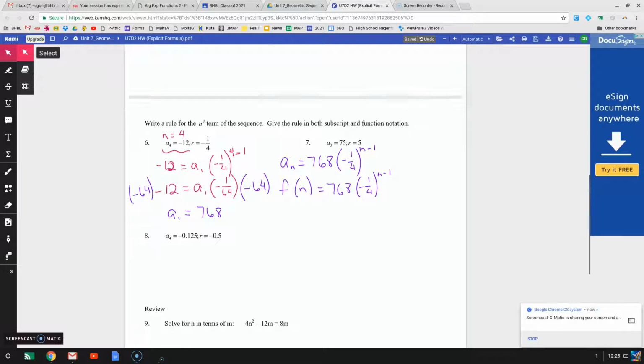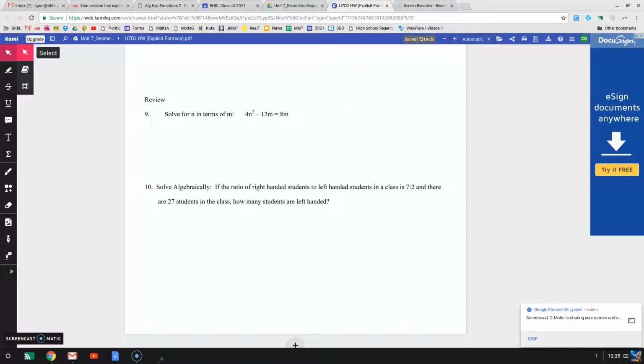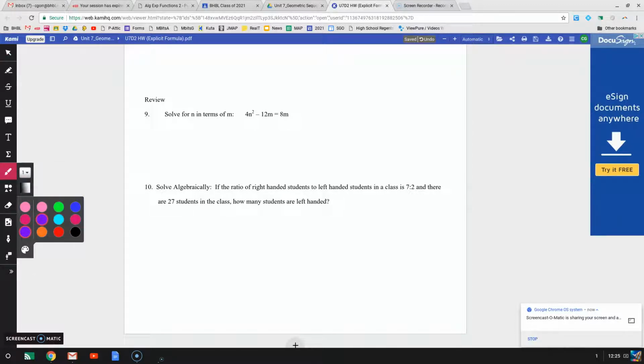Let's move down to question 10. I'm going to help you set up question 10, but will not solve this problem for you. In question 10, it says solve algebraically. The ratio of right-hand students to left-hand students is 7 to 2. So I am going to let 7x equal my number of righties. I will then let 2x equal my number of lefties.